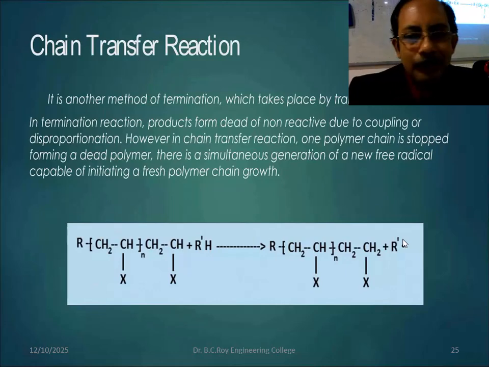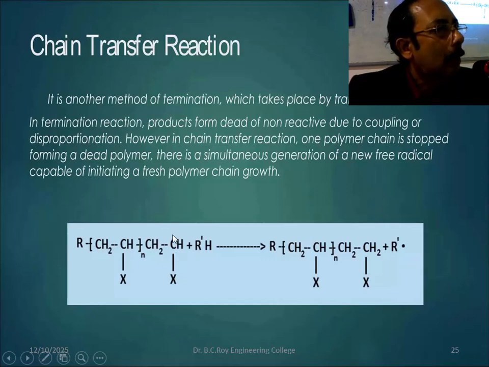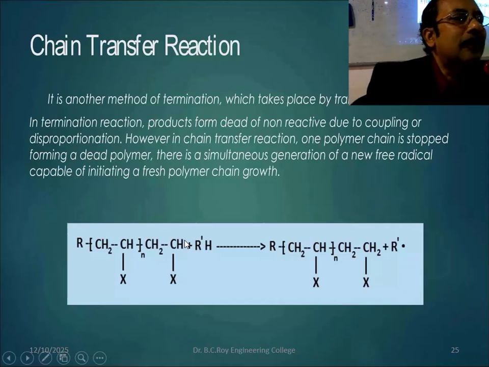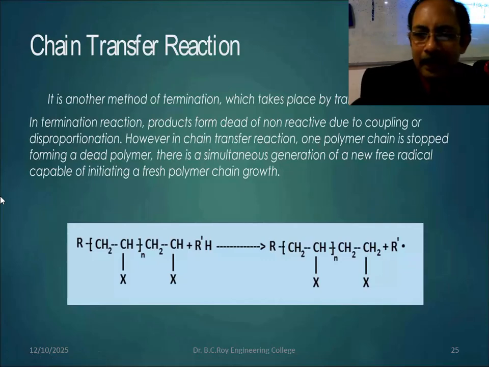Chain transfer. This is a chain, and from here one hydrogen is getting joined. So here there is a dot. This position is not satisfied. This carbon has got 3 bonds. You see, this particular carbon has got 3 bonds. Now one hydrogen is taken from this another chain. So that's why it's called chain transfer. From one chain, another chain is getting transferred and getting terminated.